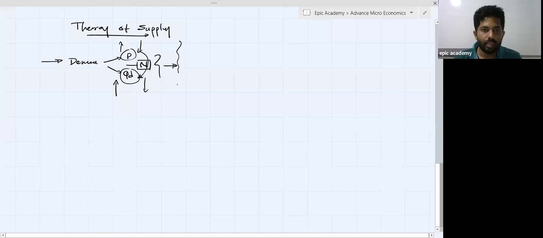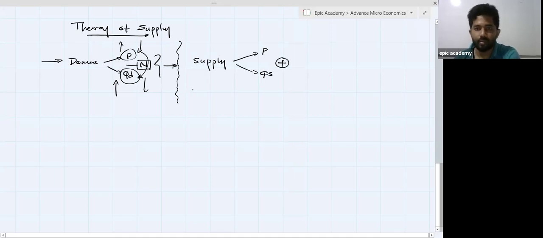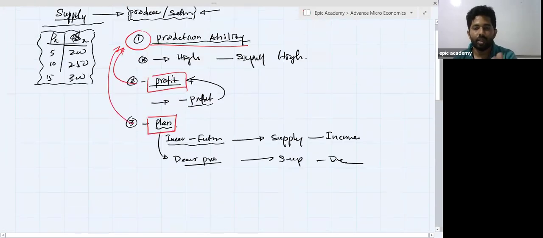But in supply, we are going to identify that the relationship between price and quantity supplied is positive. That means if the price of the commodity increases, quantity supplied also increases. If the price of the commodity decreases, quantity supplied also decreases. If you are thinking about the factors behind that kind of relationship, those are the factors.